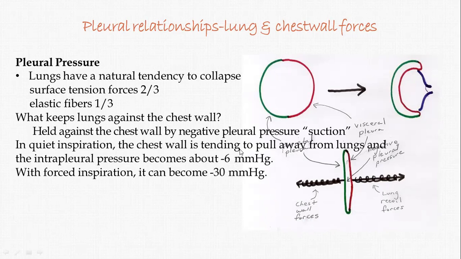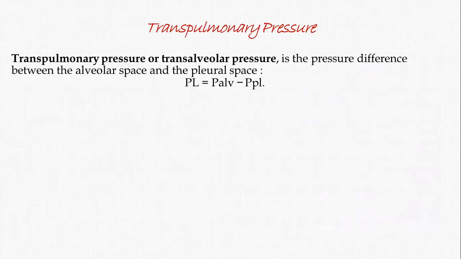In quiet inspiration, the chest wall tends to pull away from the lungs, whereas the lung pulls in the opposite direction. So an inward pulling will be there. That creates an intrapleural pressure of minus 6 millimeters of mercury, which can increase up to minus 30 millimeters of mercury during forceful inspiration.